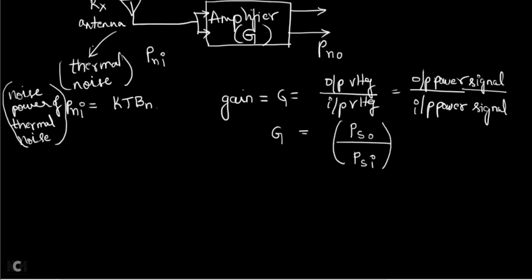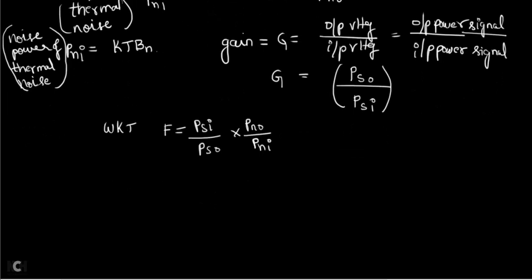Now what do you know? What is noise figure? We know that noise factor is given by PSI divided by PSO into PNO divided by PNI. This we derived in the previous slide.